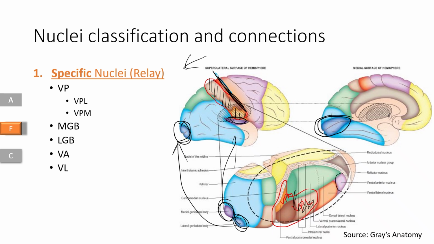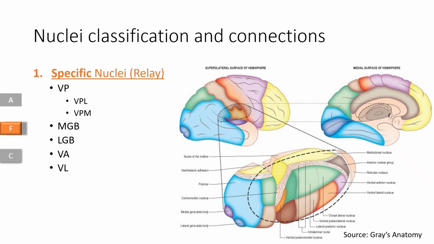Now VA and VL. VA is here and VL is here. They are concerned with motor activities. Now let us have a look how it is projecting. See, this is projecting into this color, and this orange color is projecting to this region. That means it is projecting to the primary motor area as well as premotor areas. That is how specific relay nuclei are projecting to specific parts of the brain. This is the picture from Gray's Anatomy.